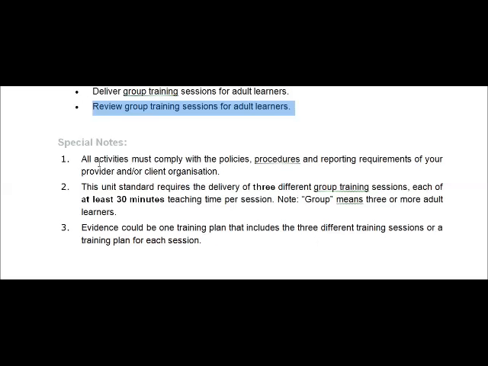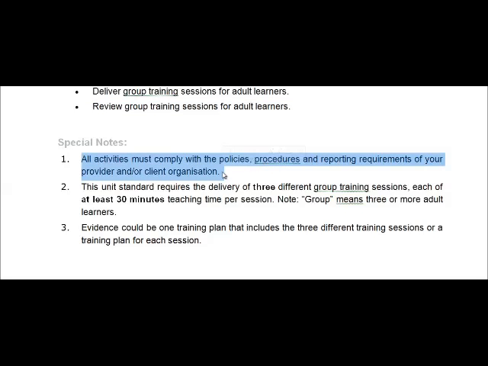Now, an important note: all these activities when it comes to preparing, delivering and reviewing group training sessions must be done in accordance with the relevant policies and procedures of your organisation. If you're doing it in another organisation or on behalf of somebody else, then you'll need to make sure that you meet their requirements there as well.